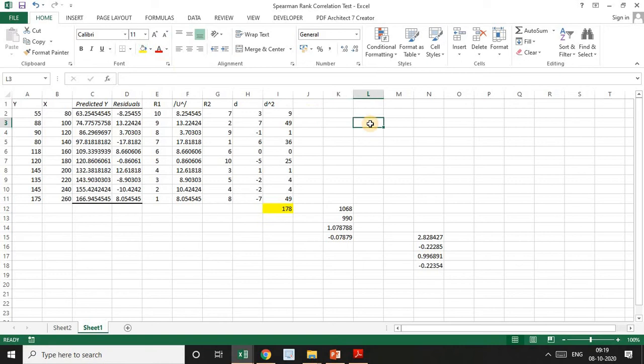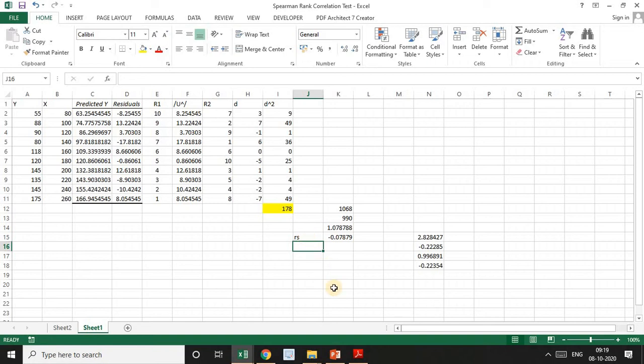Then we have to find this: rs is equal to 1 minus 6 into sigma d square divided by n into n square minus 1. So you have got minus 0.07879 as your Spearman rank correlation. rs is equal to minus 0.07879.